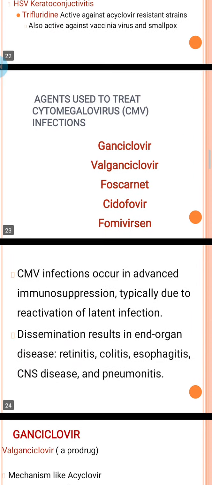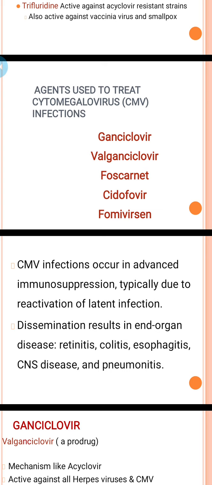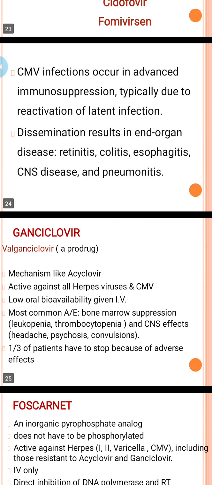Among them, foscarnet and fomivirsen have some different mechanisms of action. CMV infection occurs in advanced immune suppression, typically due to reactivation of latent infection, and is most common after renal transplant. Disseminated infection results in end organ disease like retinitis, colitis, esophagitis, CNS disease and pneumonitis. Valganciclovir is a prodrug which is converted into ganciclovir. The mechanism is similar to acyclovir, and it has low oral bioavailability. That's why it is given IV, and it can cause adverse effects like bone marrow suppression and psychosis.